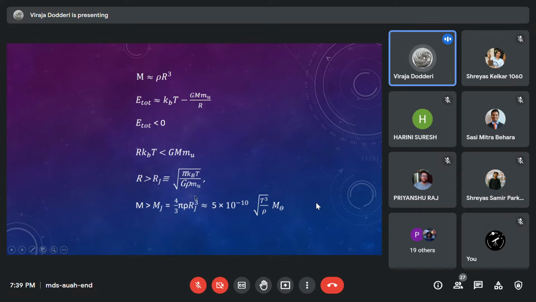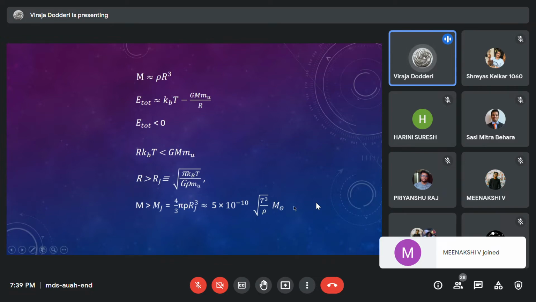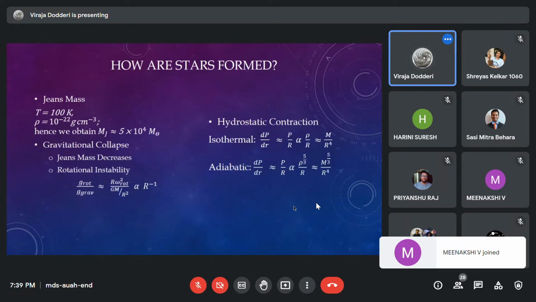Through this, because we know the rho and T values and the rest of them are constants, we can easily calculate r, and through that we can calculate the Jeans mass. Over here, you can also observe that the Jeans mass depends on the temperature of the cluster. That is an important observation.